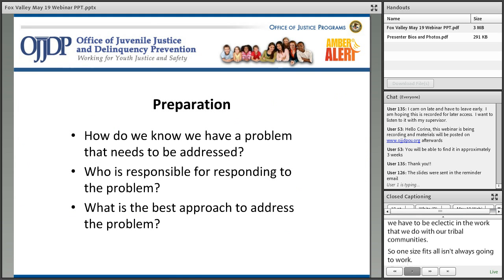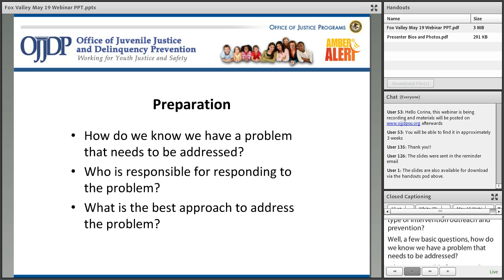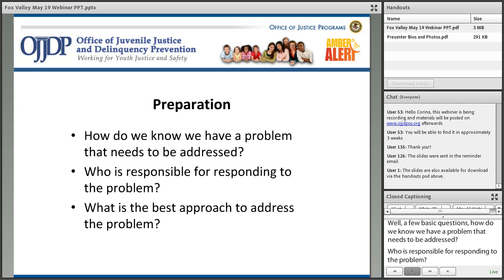So how do we prepare to do any type of intervention, outreach, and prevention? Well, a few basic questions. How do we know we have a problem that needs to be addressed? Who is responsible for responding to the problem? And what is the best approach to address the problem? We know that we do have incidents all over the country regarding child abuse. There's different forms that we may have a higher number of issues or rates with than we do in another area of child abuse. And I'm going to use this example.